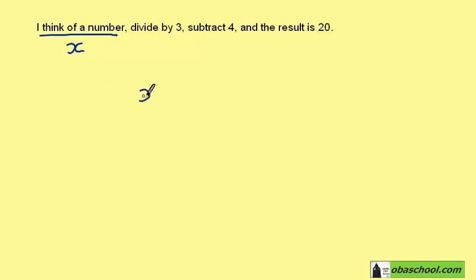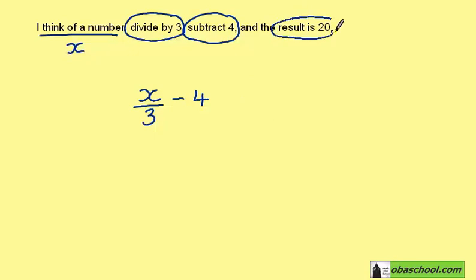Let's think about what I do to x. I take x and I divide it by 3. I can write that as x over 3. I then subtract 4. The result is 20. So this is equal to 20.